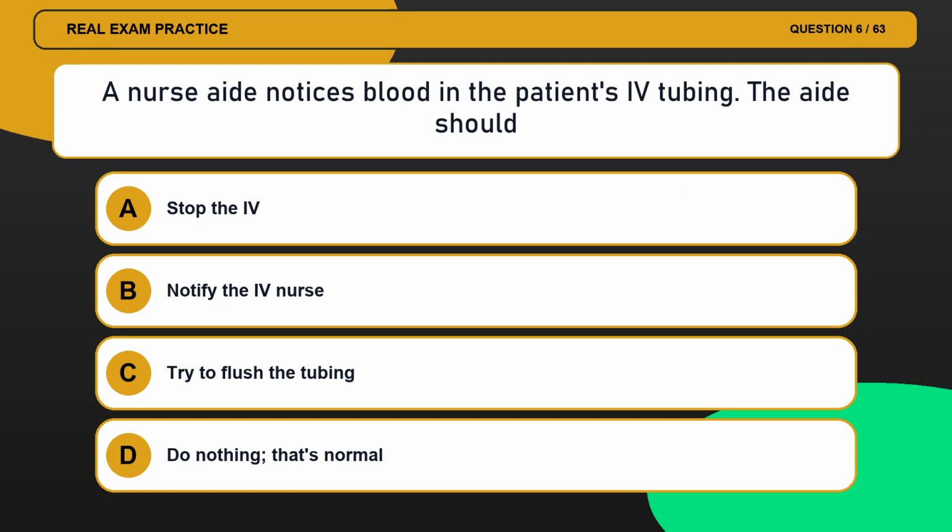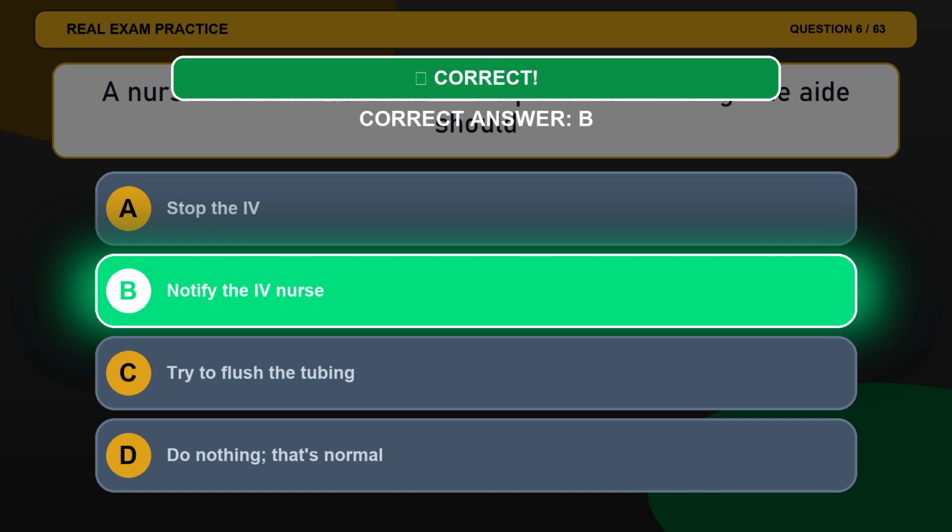Question 6. A nurse aide notices blood in the patient's IV tubing. The aide should: Option A, stop the IV. Option B, notify the IV nurse. Option C, try to flush the tubing. Option D, do nothing, that's normal. The correct answer is option B, notify the IV nurse.